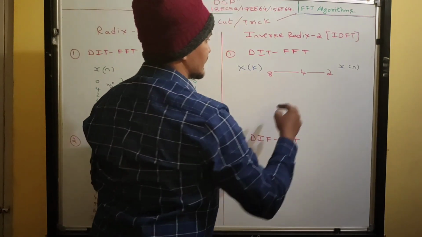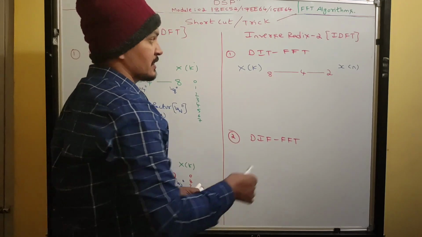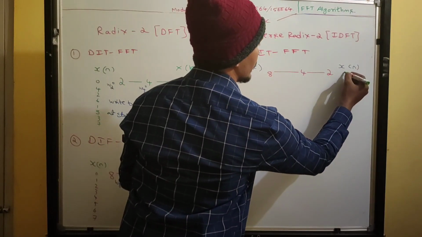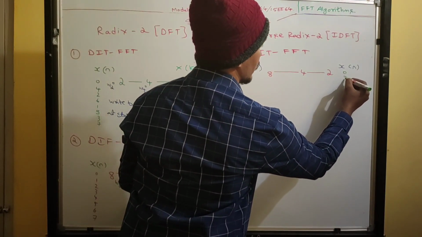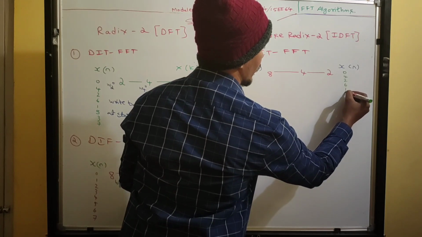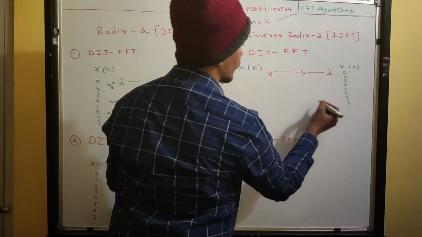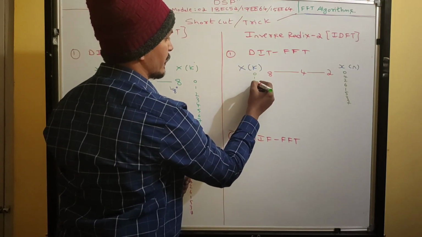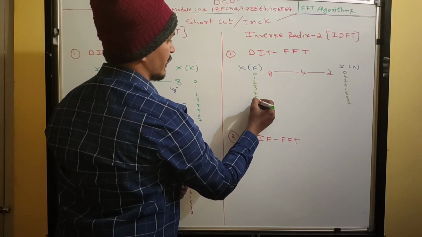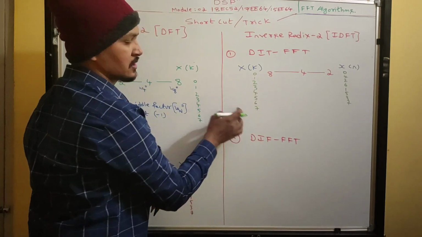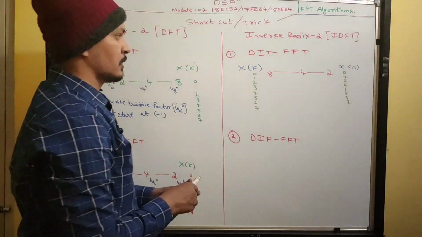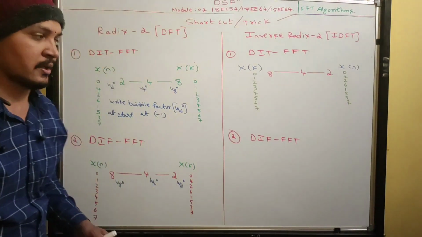So input is decimated. Sorry, output, time, is decimated. So this will be in decimated order: 0, 4, 2, 6, 1, 5, 3, 7. It is in correct order: 0, 1, 2, 3, 4, 5, 6, 7, meaning x(0), x(1), x(2), x(3), like that. Where should I write twiddle factors?